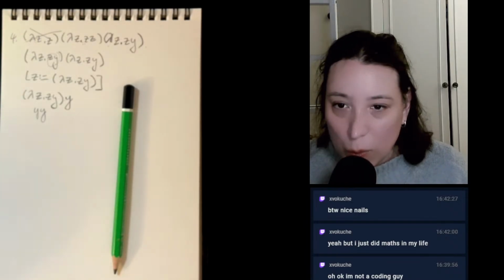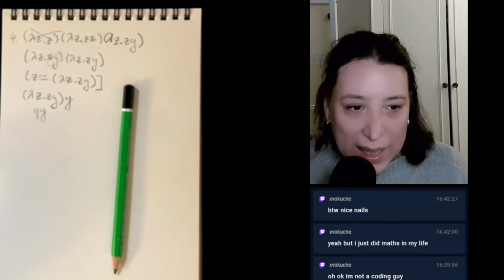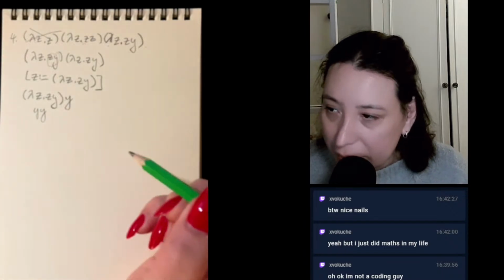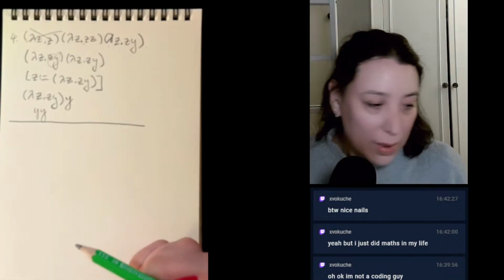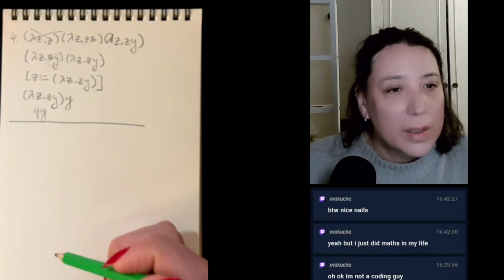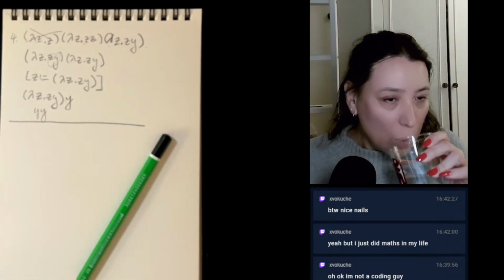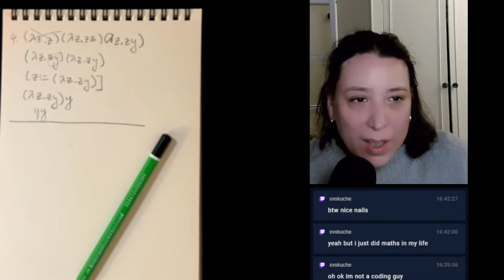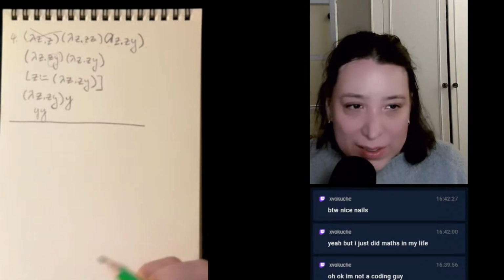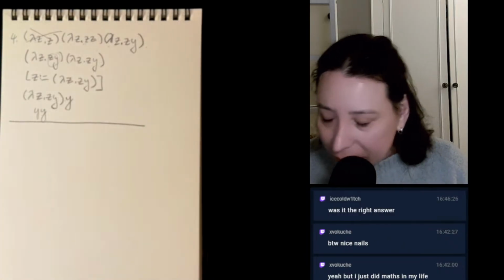I don't really know why they told us about alpha equivalence. Doesn't feel like it was a big deal. All right, next problem. There's 7 of these, so we're almost done.